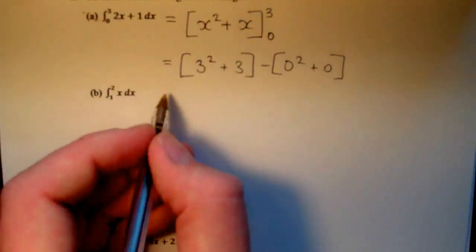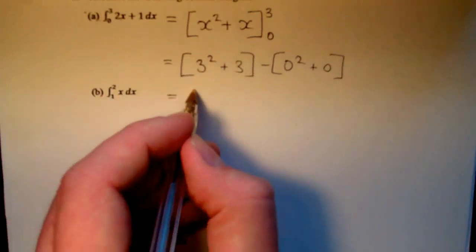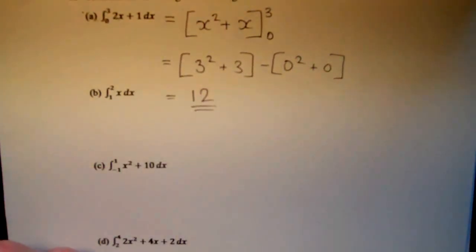So that's just the first bracket. So that's 3 squared, which is 9, plus 3, which is 12. So the answer there is simply 12.